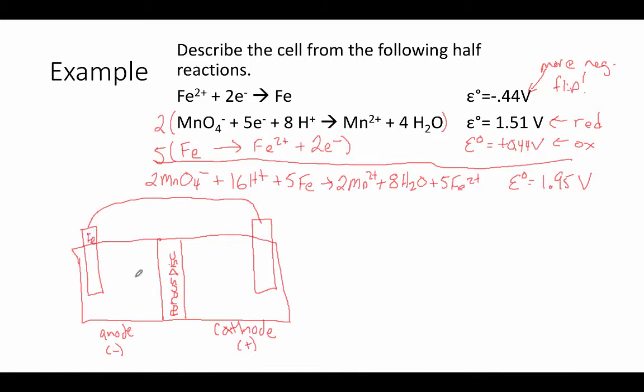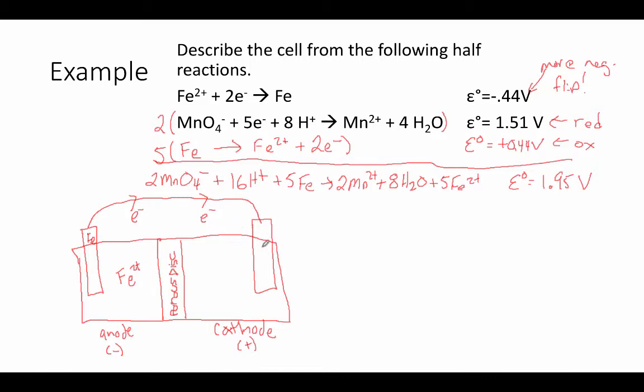And then inside my solution, I'm going to have ions. So the only thing that I have listed as an ion in this whole reaction is the Fe2+. So I'm going to put that in my solution section. Because I'm making anode, remember electrons flow alphabetically from anode to cathode, putting it in my electron flow.